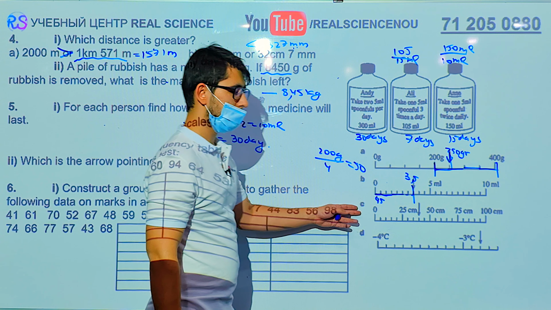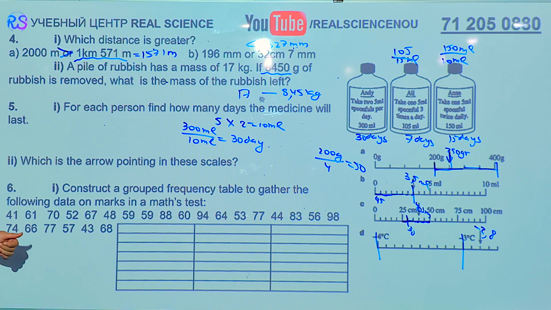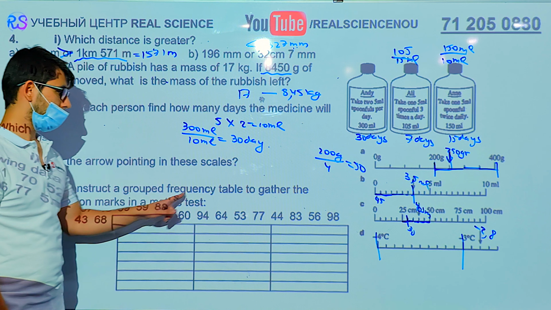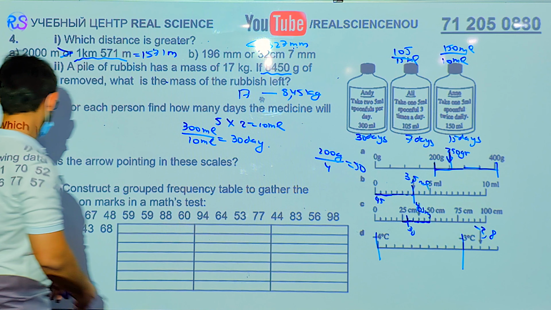So what about D? -3.2. It is not 3 point something, it is 2 point something, right? 2.8. Because from -4 till -3, you have 10 divisions, right? So, no questions? 6. Construct a grouped frequency table to gather the following data on marks in a math test.